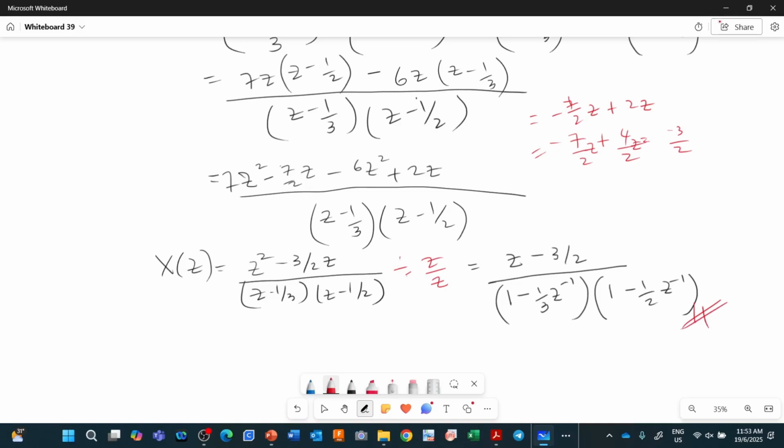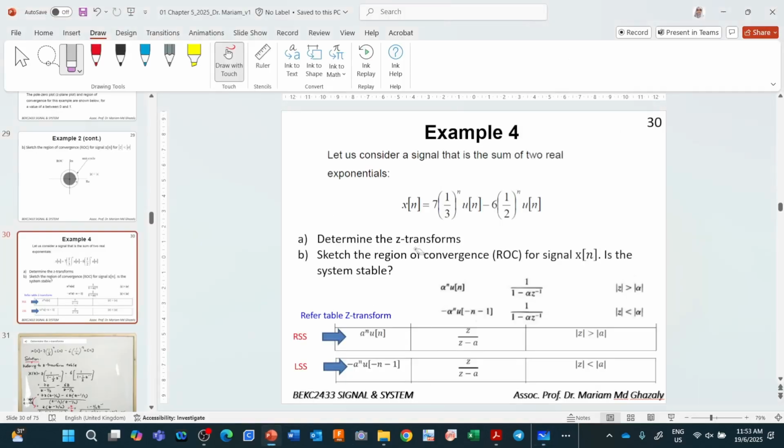Okay. So if you look at the question, we answer question A. The second question is to sketch the region of convergence for Xn. So basically, in order for you to sketch for Xn, you need to convert it first to Z transform, right? So this is what you did, exactly. So now after you get the exact, then they ask you to sketch the region of convergence and also find if the system is stable or not.